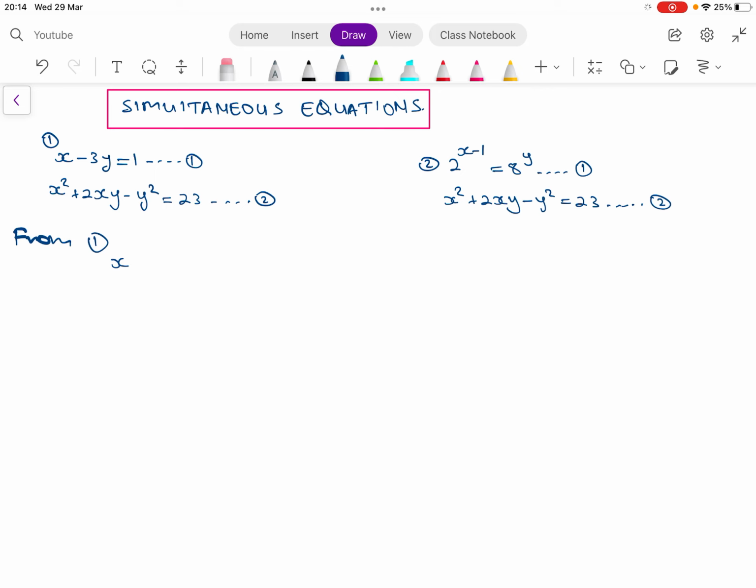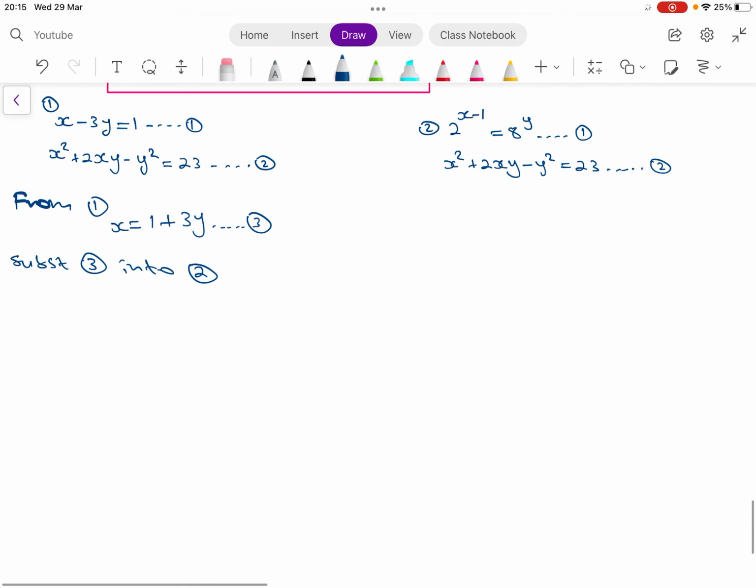From that equation, x is equal to, you move this 3y to the right hand side, so you have 1 plus 3y. That becomes your equation 3. Then you substitute equation 3 into the complicated equation. Sometimes one of the variables is already the subject of the formula, especially in the simple equation, and then you just do the direct substitution. But in this case that was not so, so we had to start by making one of the variables the subject of the formula.